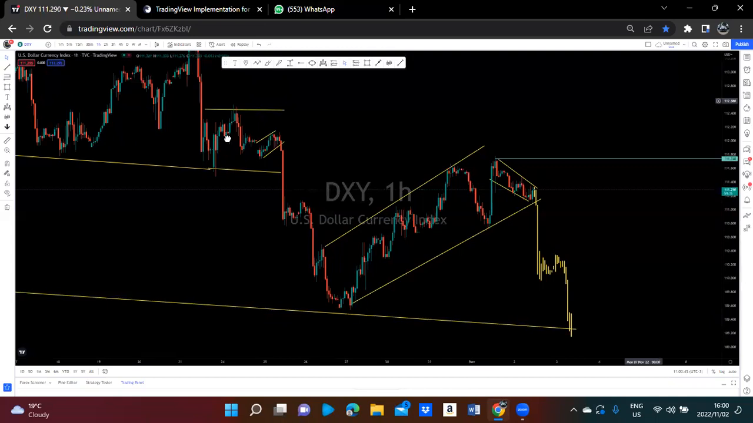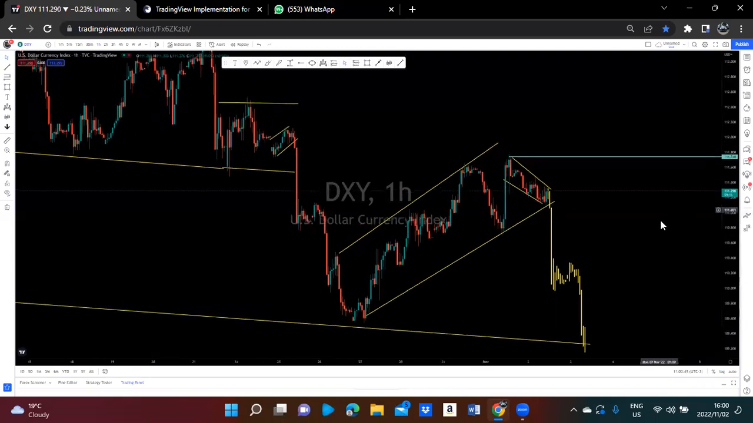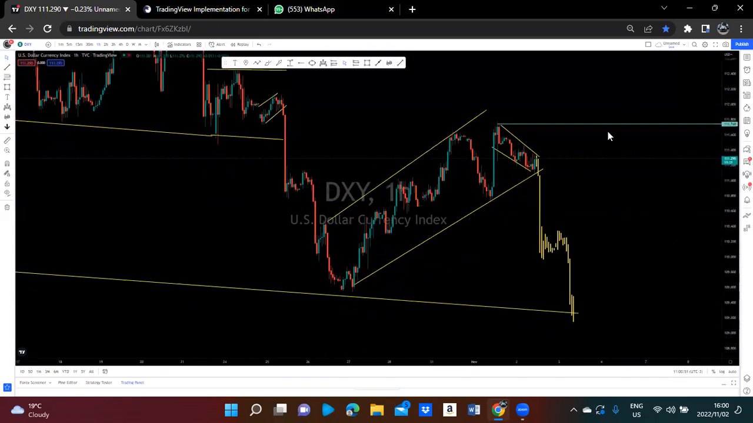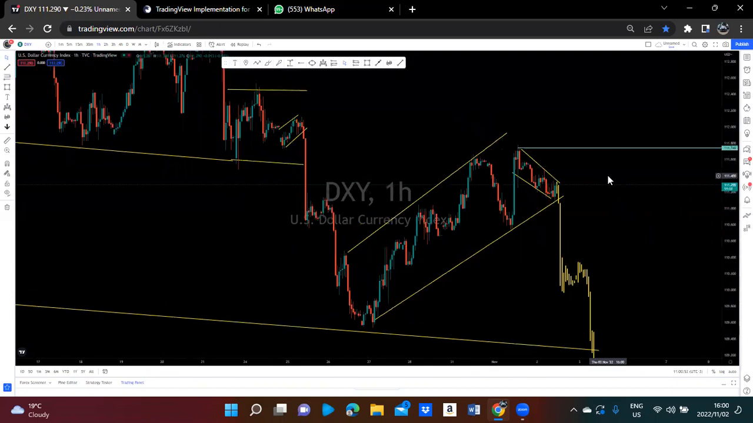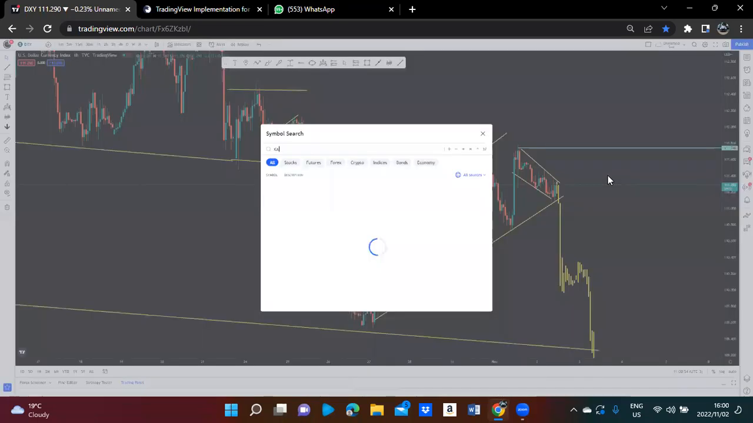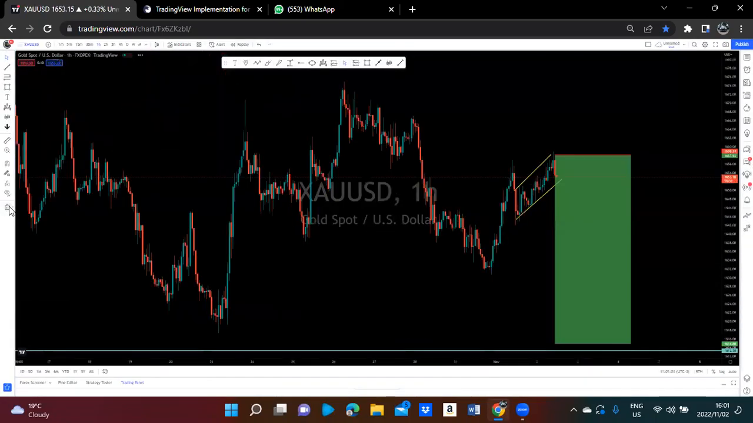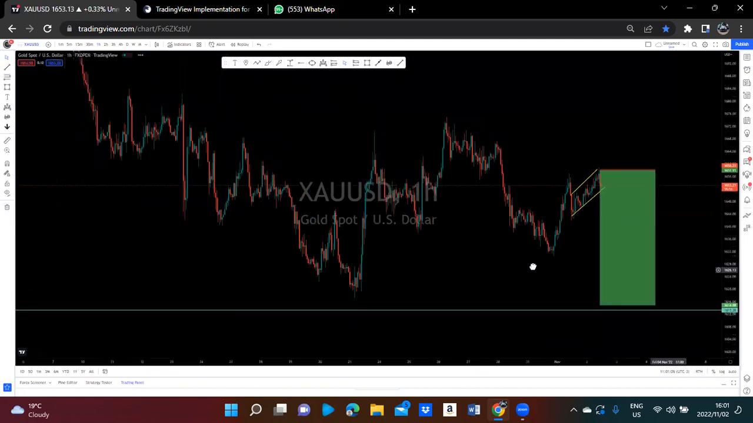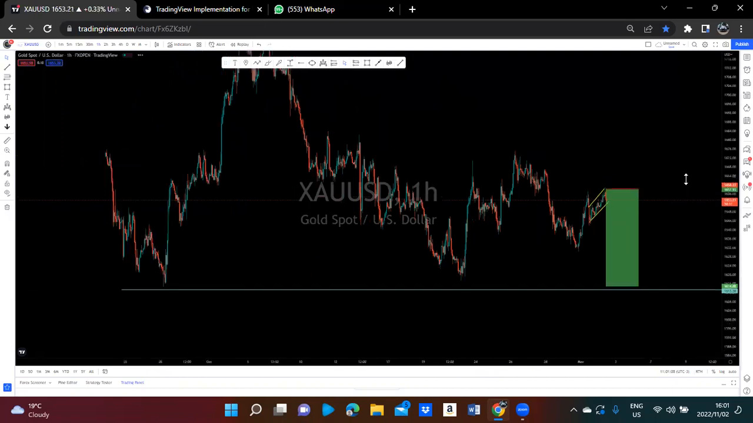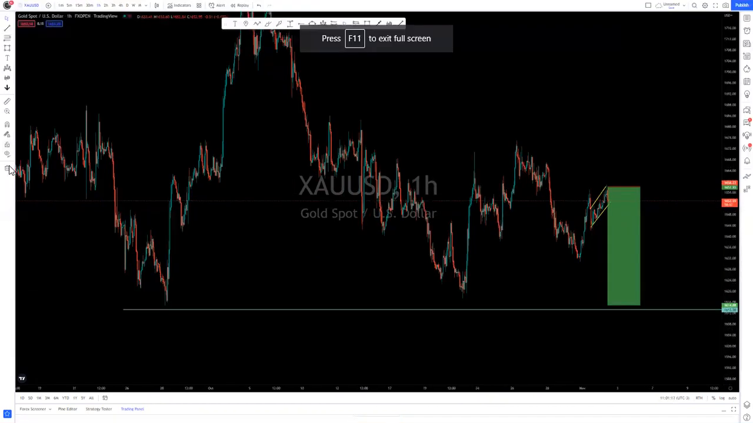So which pair are we moving to now? Can we check gold? Okay, this is the analysis. I already had gold. See, but I'll analyze it again. I'll start it down.